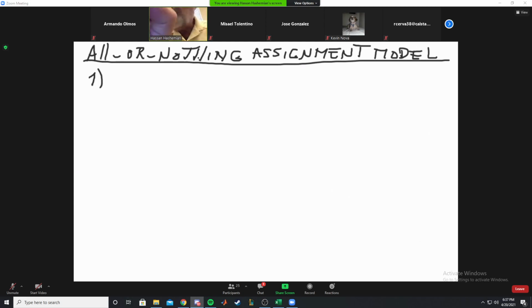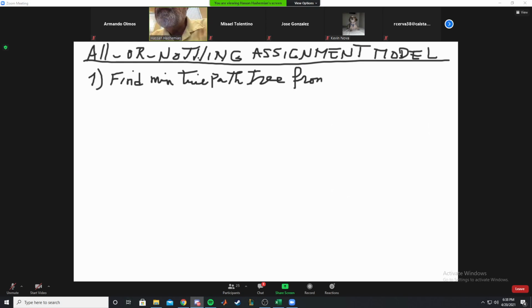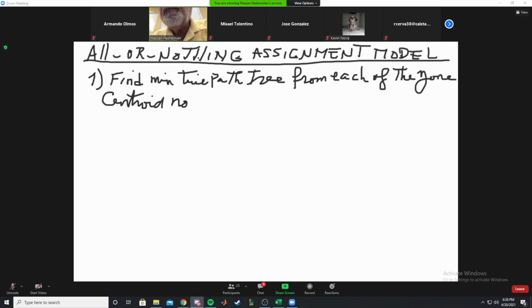So the first step is we want to find the minimum time path tree from each of the zone centroid node to all other nodes. That's the first step.